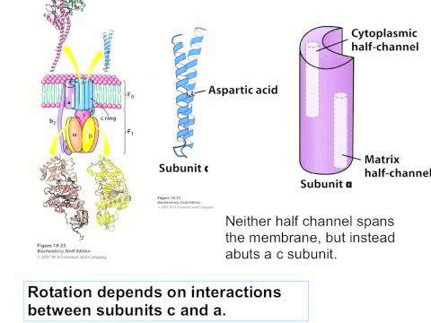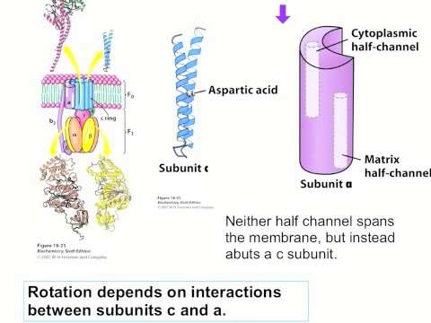And so we've said that rotation of the C ring causes the gamma subunit to rotate as well, and this causes a conformational change to occur in the beta subunits that help to power ATP synthesis. But what causes the C ring to rotate, and how do the protons go across the inner mitochondrial membrane? Well, this happens through the action of the subunit A. This contains two half channels, one that has direct contact with the cytoplasm and one that has direct contact with the matrix.